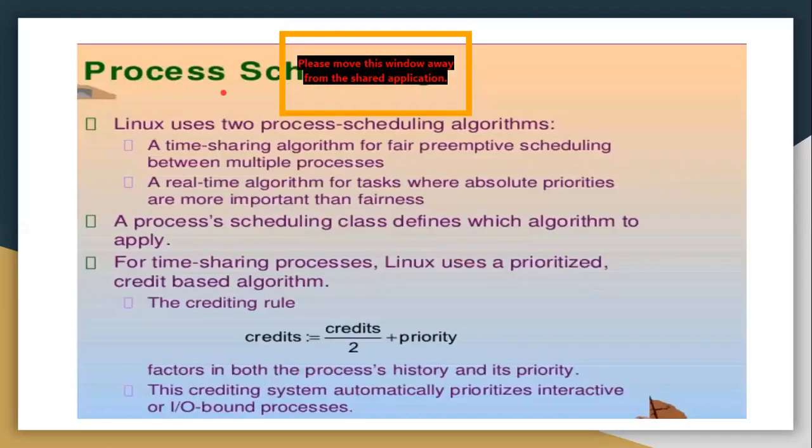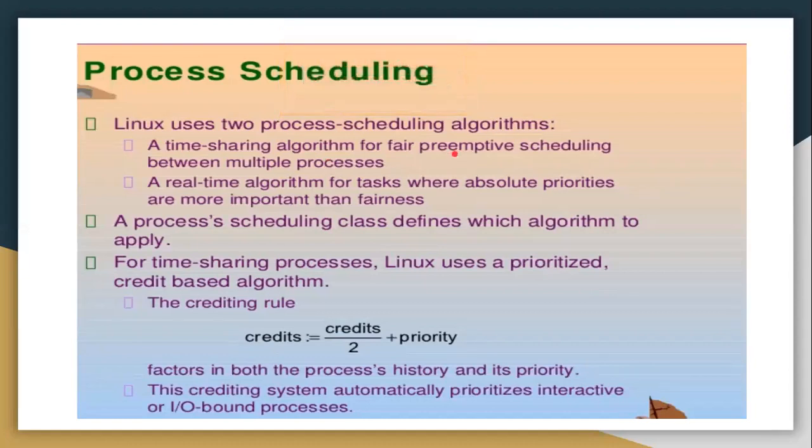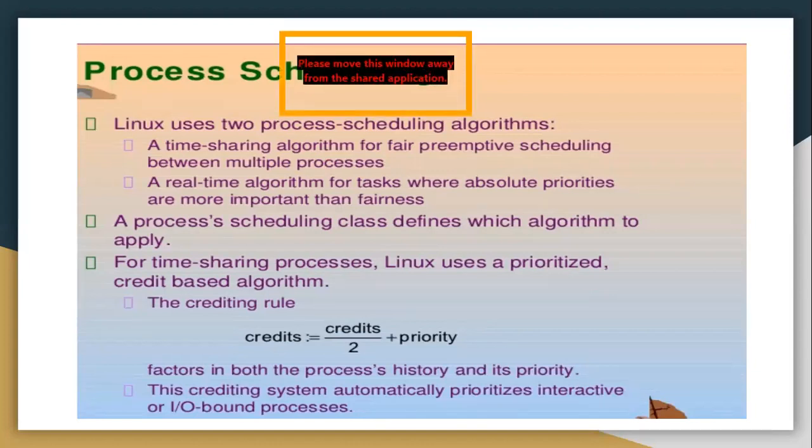Similarly, process scheduling. Linux has two process scheduling algorithms: one is time sharing and one is real time. Time sharing means preemptive. Preemptive means that once the time is allocated, in between it can leave that process and start the process with a lesser time. In between it can leave one process and execute the process which has a lesser time. So that is called preemptive scheduling.